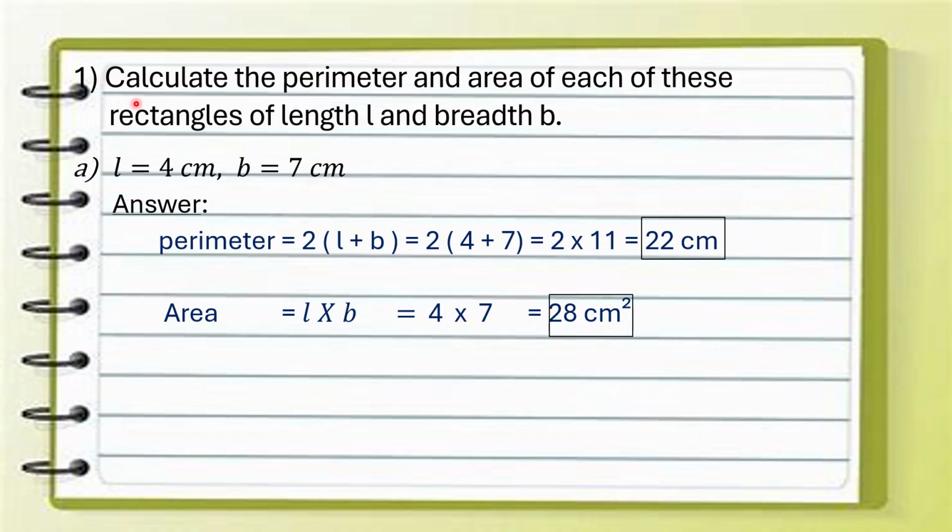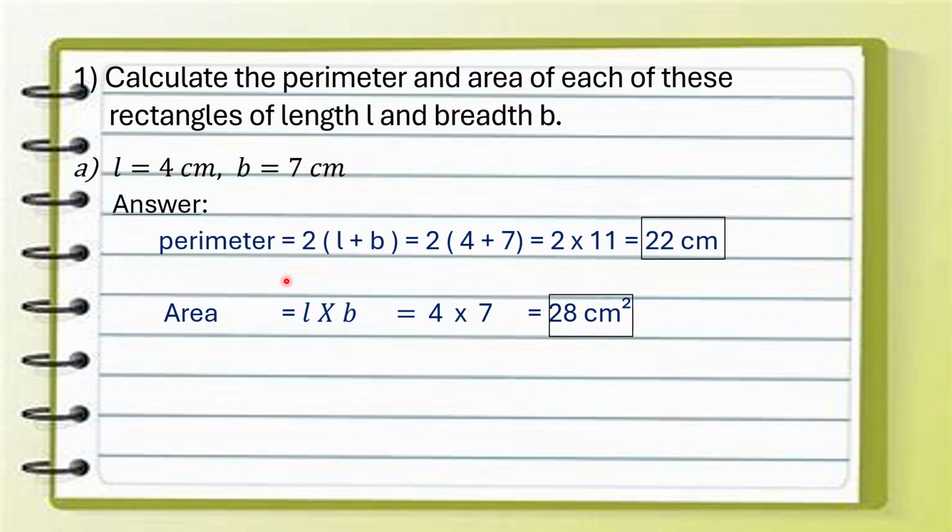First question, calculate the perimeter and area of each of these rectangles of length L and breadth B. A: L equals 4 centimeter, B equals 7 centimeter. Okay, we have to find perimeter as well as area.